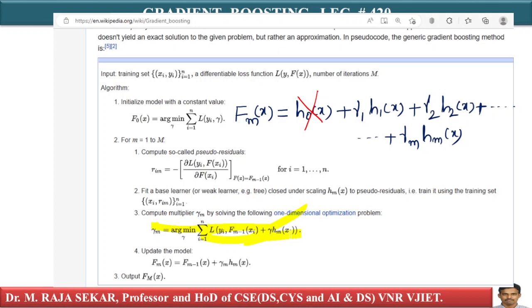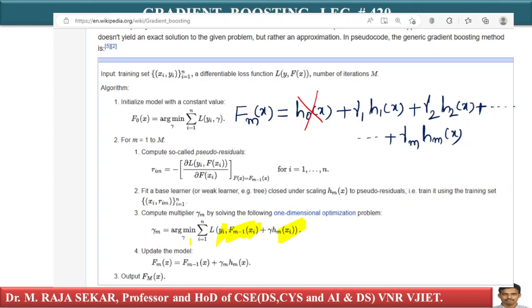If you notice here at mth iteration, we already have fm minus 1 of x, isn't it? We have yi. These two are constants. We also have hm of xi.